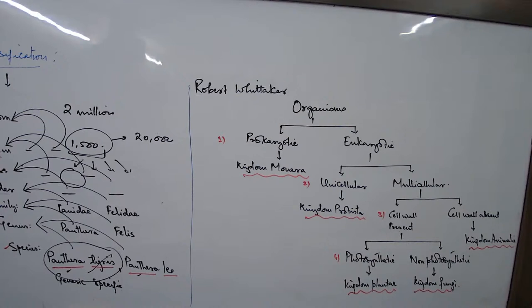Sometimes certain common names are not mentioned. Because of that. Right. Mention any two drawbacks in classifying organisms under the old classification. Very good. Fungi are not plants. Fungi.